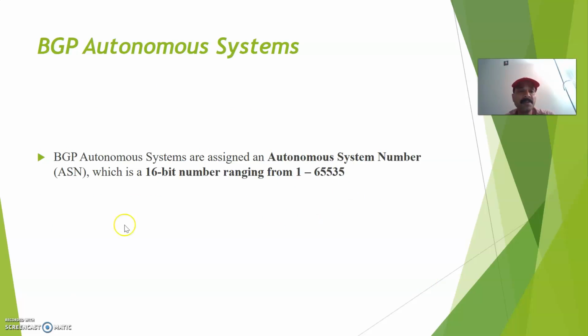So what is an autonomous system? It is a collection of routers under a single administrative domain, and each and every autonomous system is assigned an autonomous system number, which is a 16-bit number ranging from 1 to 65535.